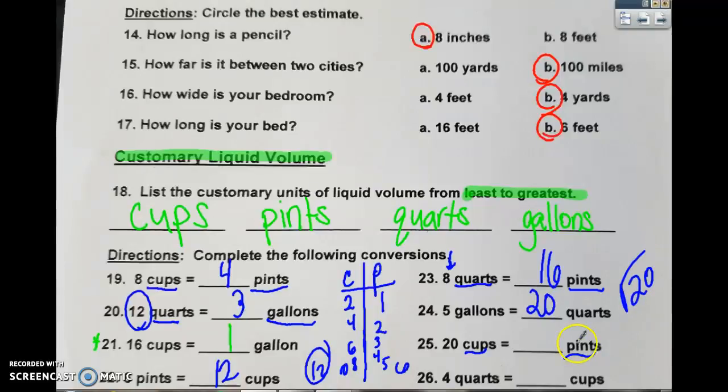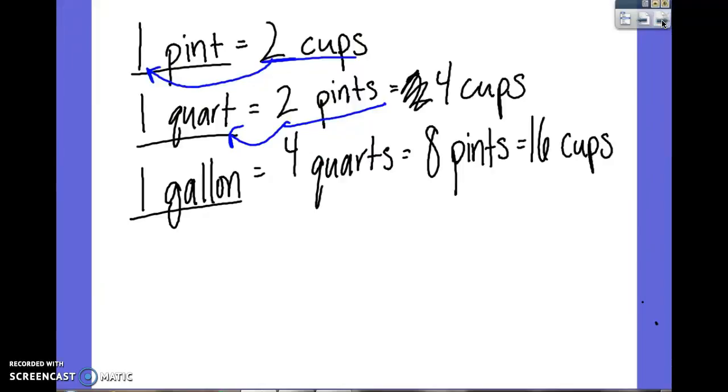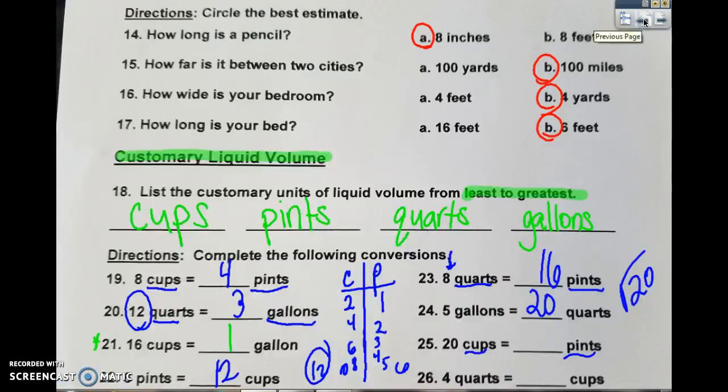And I need to know how many cups, because cups are smaller and can fit into my pints. So how many cups are in 1 pint? Well, if I go to my page, 2 cups are in 1 pint. You see it right up there on the top. So if I divide by 2, I have 20 cups. If I break them up into groups of 2, I'm going to have 10 pints.